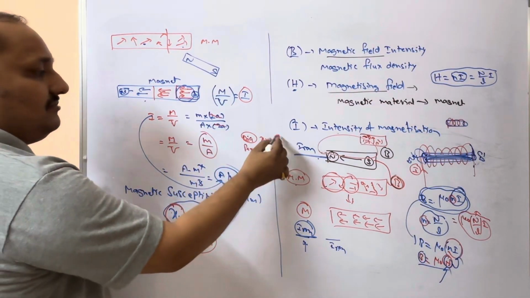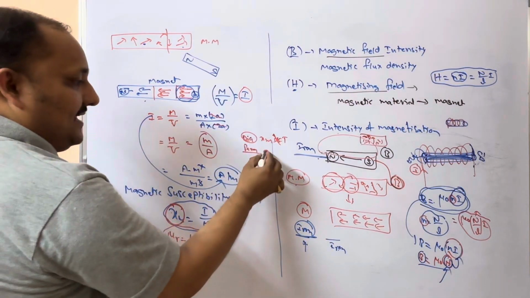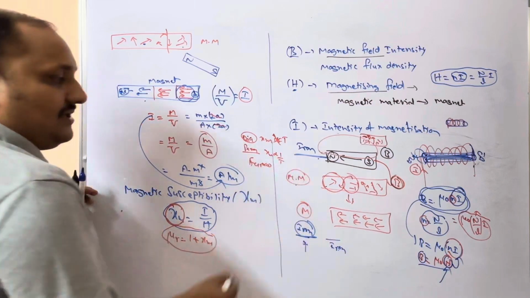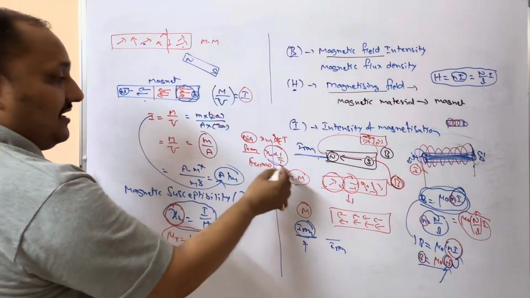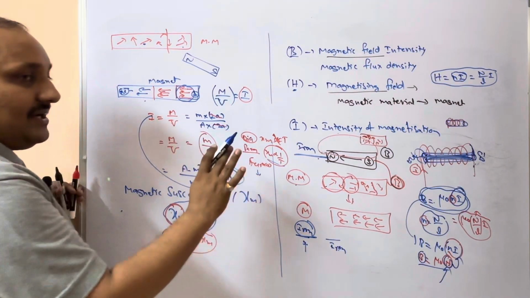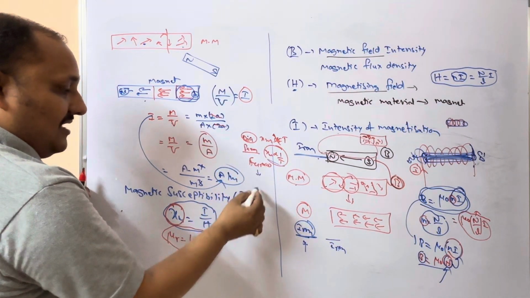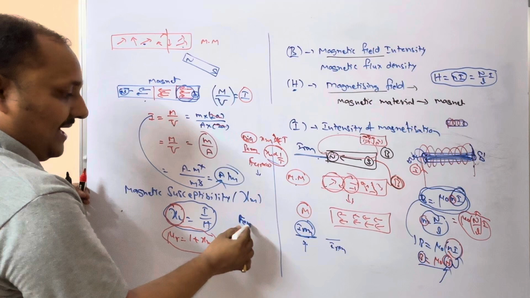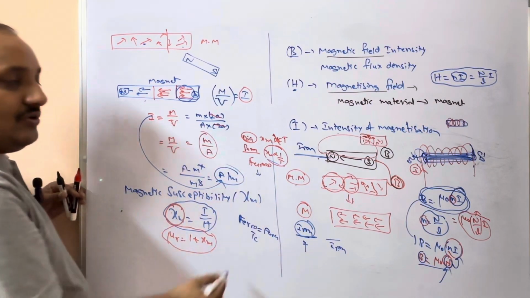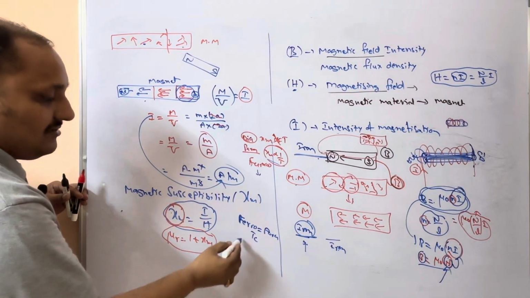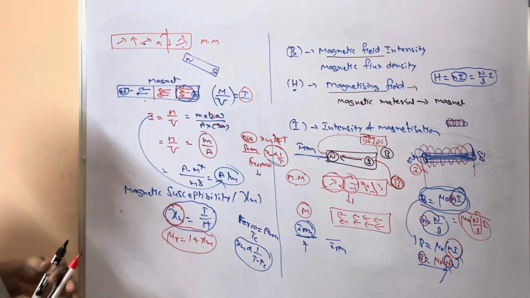It does not depend on temperature. For paramagnetic material, the chi value is slightly positive, and chi m is inversely proportional to absolute temperature; that is Curie's law. For ferromagnetic material, up to some temperature it does not depend, but if you keep raising the temperature, at a particular temperature the ferromagnetic material becomes paramagnetic material. That temperature we call the Curie temperature. Above the Curie temperature, susceptibility is inversely proportional to absolute temperature.